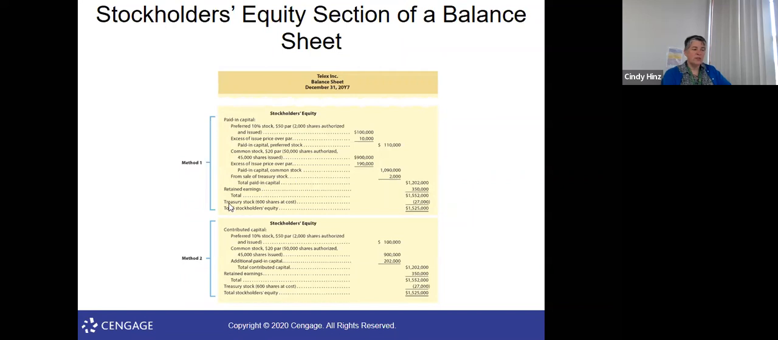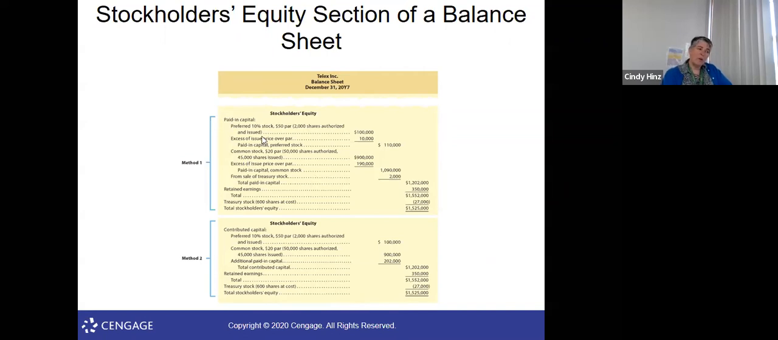You'll notice the treasury stock is reported down here at the bottom. We show it as a negative. It reduces our total equity. In method 2, we have just one line for additional paid-in capital. Again, you'll notice the totals are the same, but it's just whether we separate that paid-in capital for the preferred, the common, and potentially treasury stock, or do we report it as just one line item as we do down here, the additional paid-in capital.